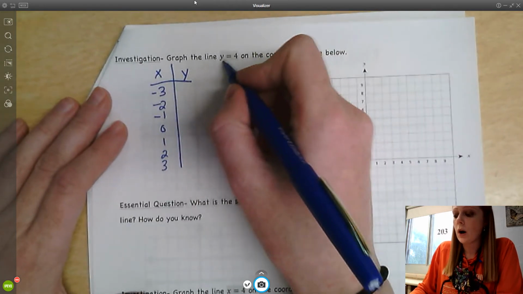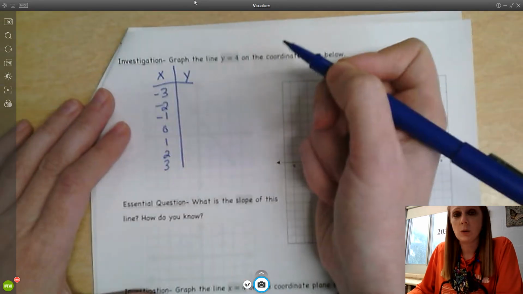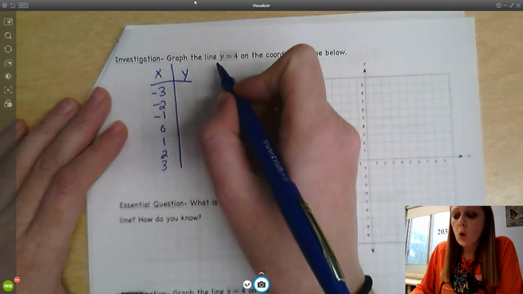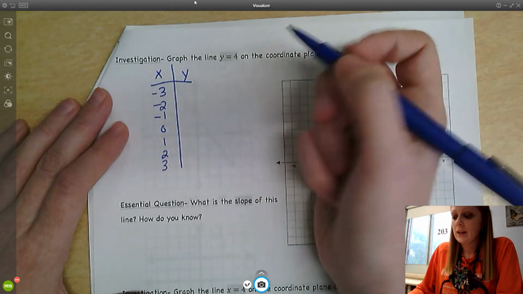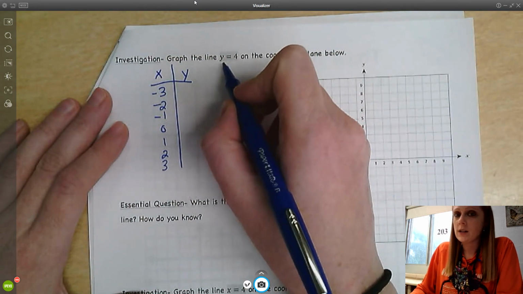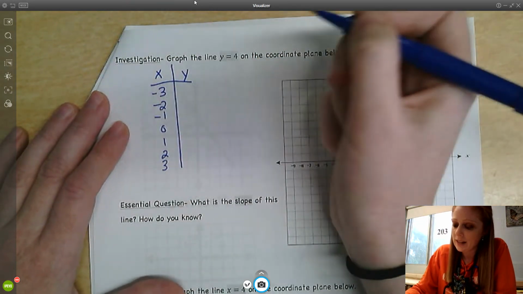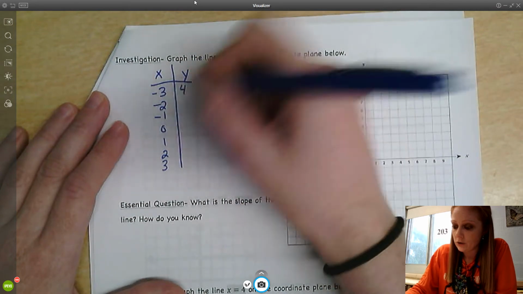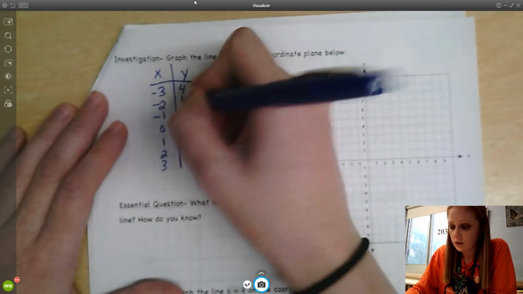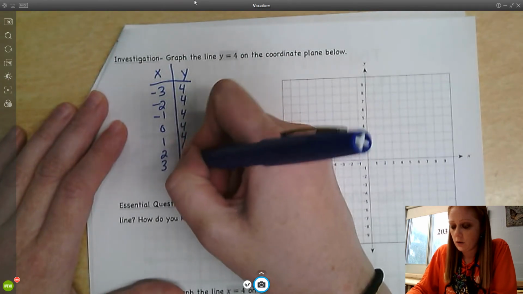So if the equation is y equals 4, usually we take a value for x, plug it in for x and see what the y is. There's nowhere to plug in this -3 for x. There's no x in the equation. This equation is telling us that y is always going to equal 4 no matter what. So when x is -3, y equals 4. When x is -2, y equals 4. No matter what, y is going to equal 4.